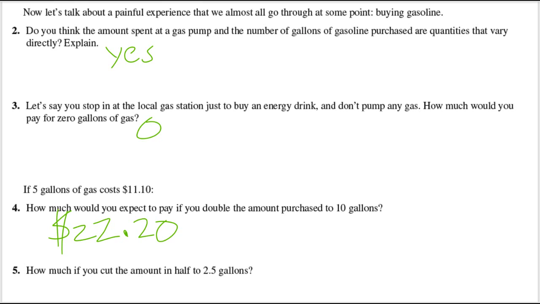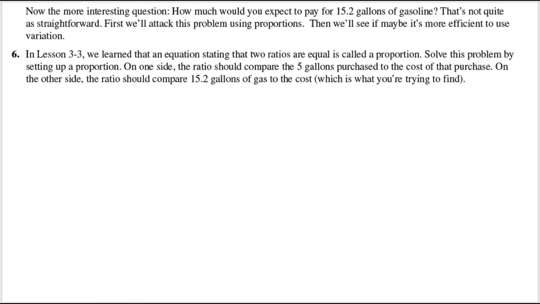Question 5 is a little harder to do in your head, but I'm going to break it down. 2.5 gallons is half of 5 gallons. So I want half of $10, which is $5. Half of $1 is 50 cents, and half of 10 cents is 5 cents. So if I buy half as much, I pay half as much. Okay, go on to question 6.